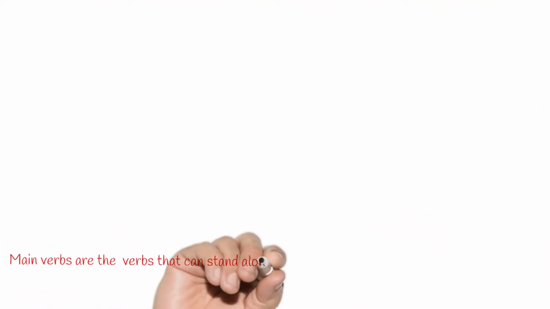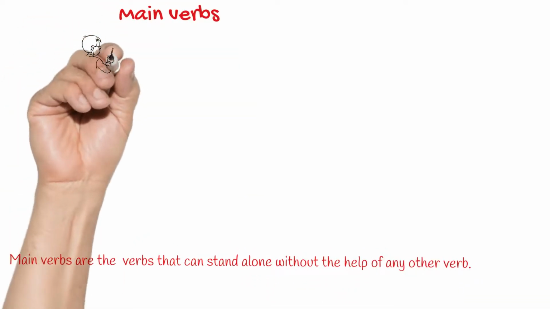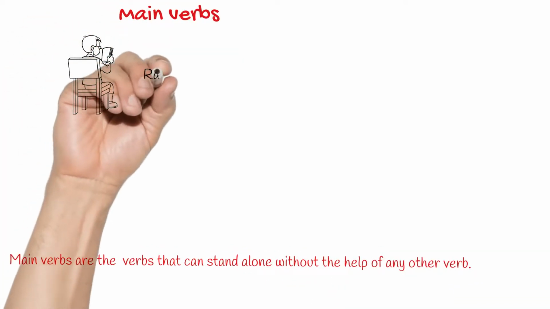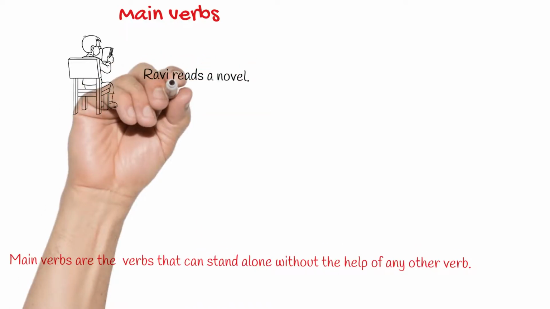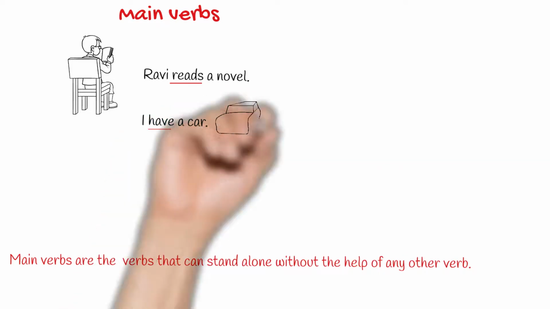Main verbs. The verbs that can stand alone without the help of any other verb are called main verbs. In the example, Ravi reads a novel. Reads is the main verb. In I have a car, have is the main verb.